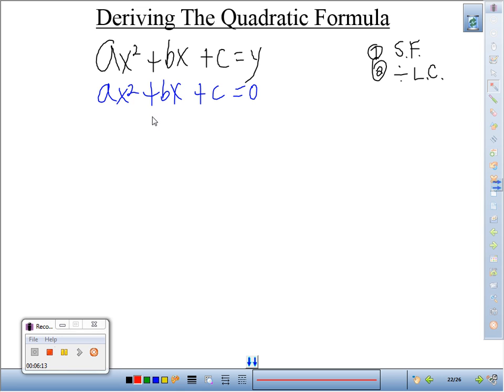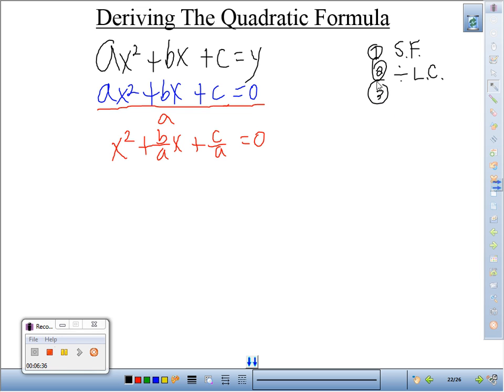What's our leading coefficient? A. Remember, there are no more numbers from this point forward. Divide the whole thing by a. Therefore we end up with x squared plus b over a x plus c over a equal to 0.